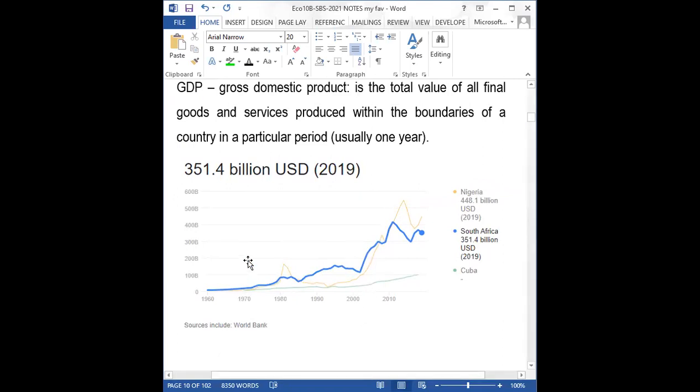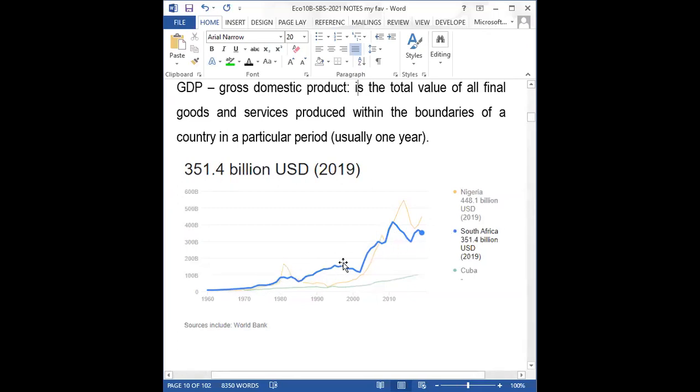So you can see on your screen that there is a graph highlighting the performance of three economies: Cuba, Nigeria, and South Africa, over a number of years, from 1960 to somewhere around 2019. You can see from a graphical perspective that there was growth in some countries, and at some point declining, growing, declining, growing, but overall you can see a growth trend in the economy.